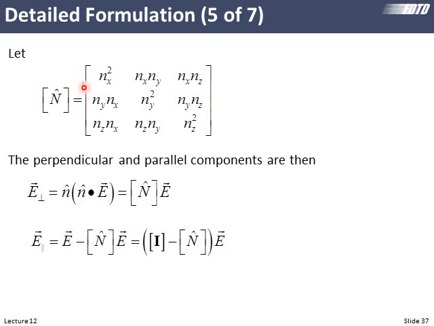So we'll call this matrix a big N with a hat on it. That's the matrix that we can multiply by a column vector of our electric fields to get another column vector of just the perpendicular fields. So using that notation now, our normal or perpendicular component is just this matrix N times E. That means our parallel component is just the identity matrix minus that normal vector matrix times E. So we can use this matrix N to calculate both the perpendicular and parallel components.